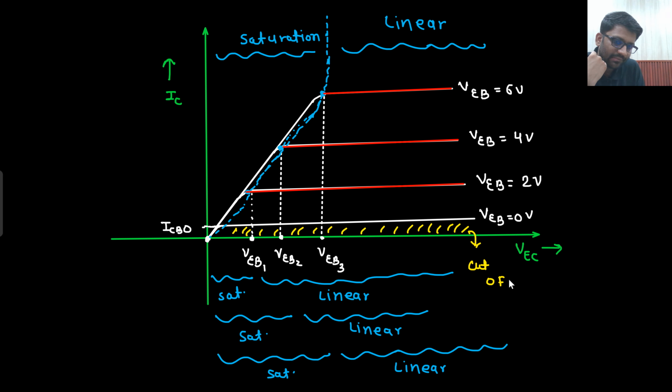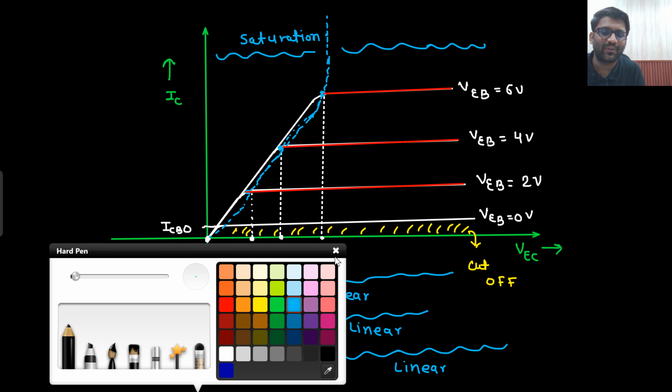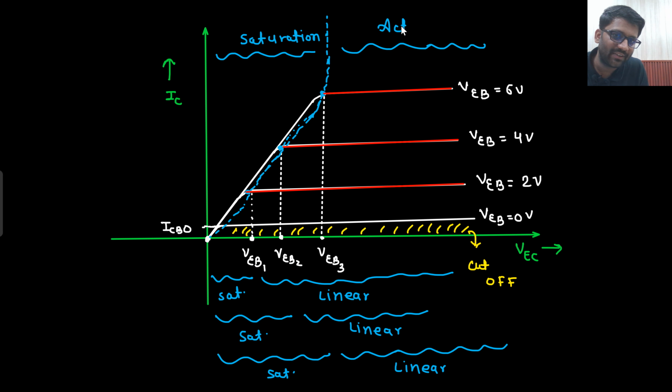Yes, sir. So in one characteristic, I have shown the saturation region, the linear region, and the cutoff region as well. Linear, or you call it active. Again and again, I am using the word linear. I hope you are not getting confused. You sometimes call it active as well. Active or linear, both are the same. I am sorry if you got confused here.